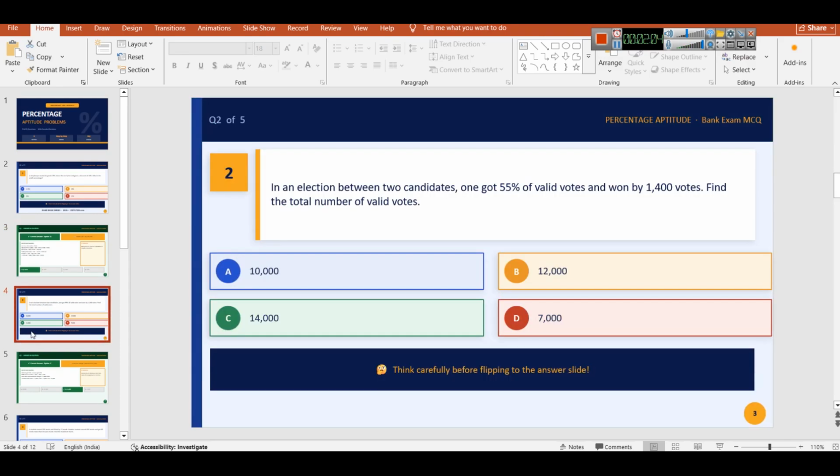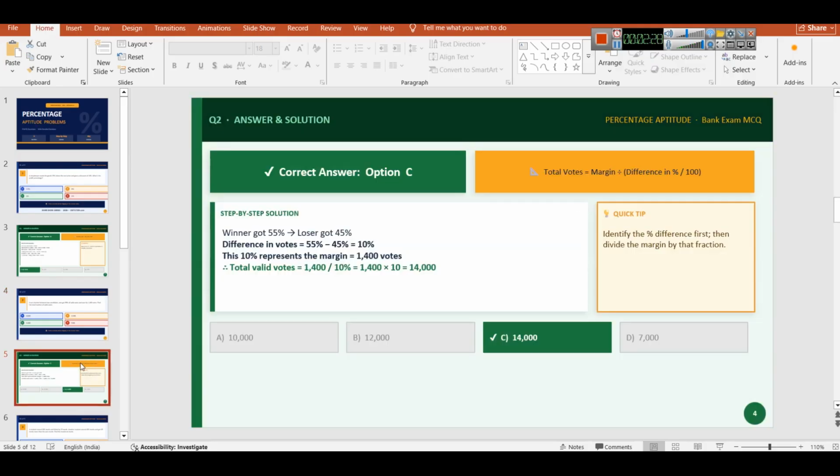Next is: in an election between two candidates, one got 55% of valid votes and won by 1400 votes. Find the total number of valid votes. So here it is not given what is the exact number of valid votes, but it is given that this person won by 1400 votes. So how will you solve these questions?